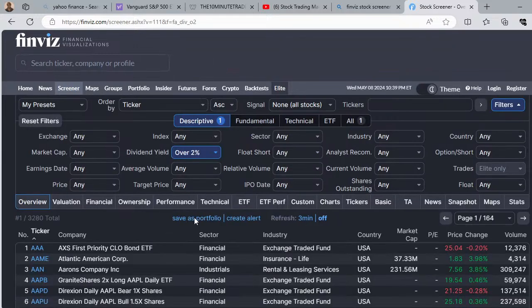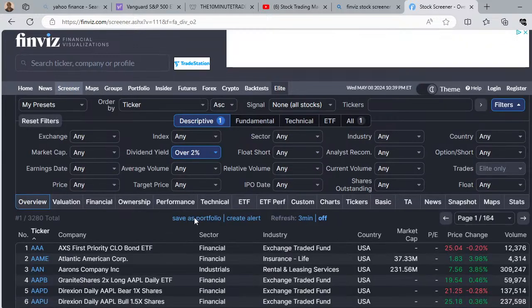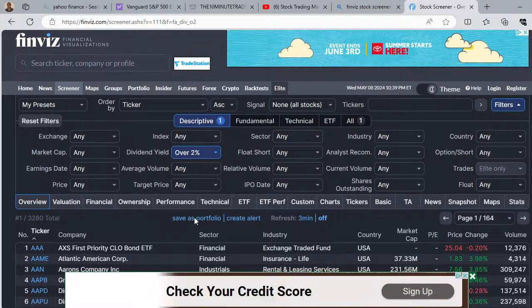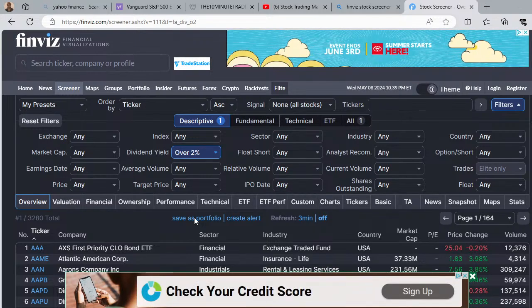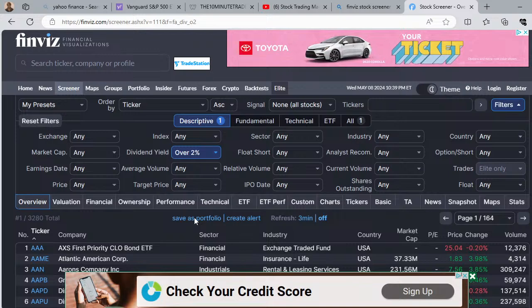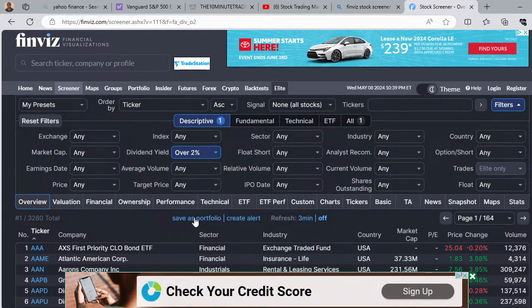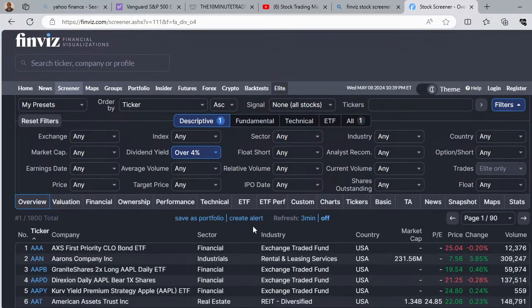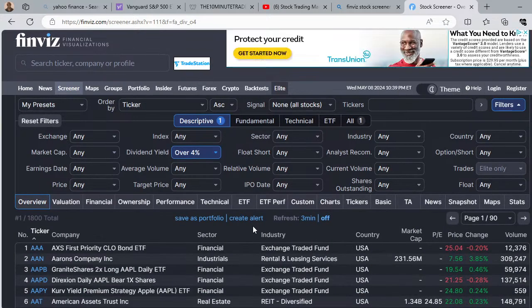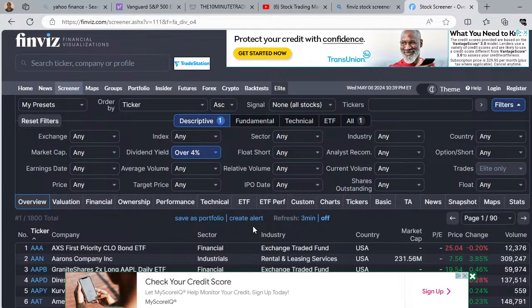Okay? Now look. 3,280 companies sharing dividends. If you buy a share, you own part of the company. You're entitled to a portion of the profits. So 3,280 companies have a 2% or higher yield. If I want to change the yield, I come right here. Let's go up to 4% yield. Okay, a 4% yield. All right, 1,800 different companies. That's still a lot to go through.